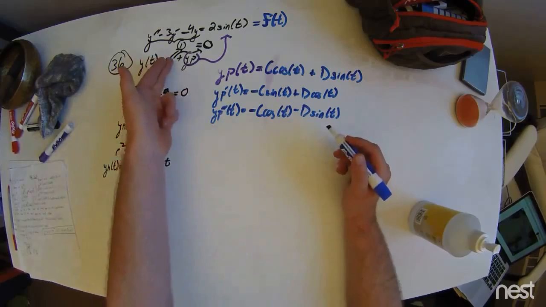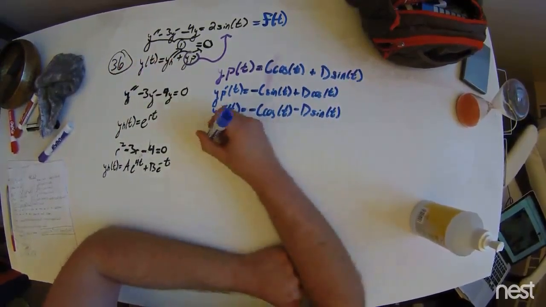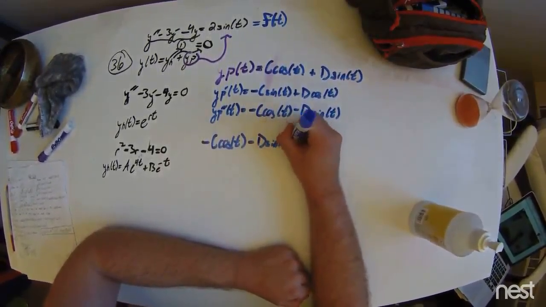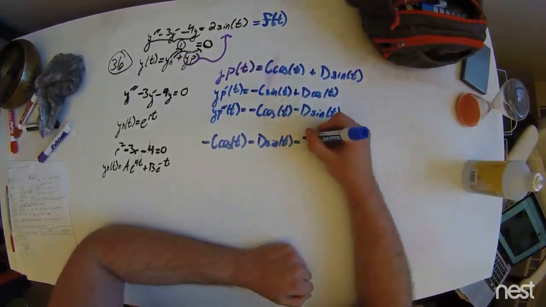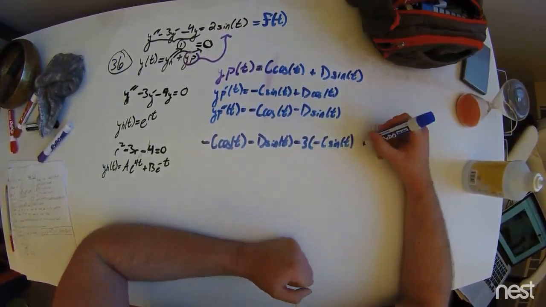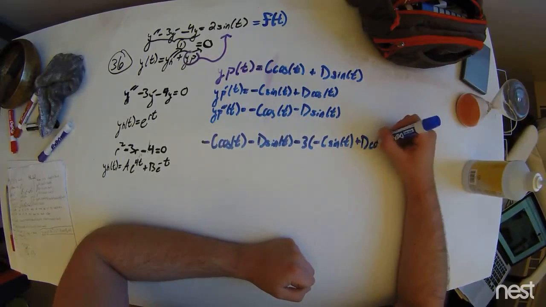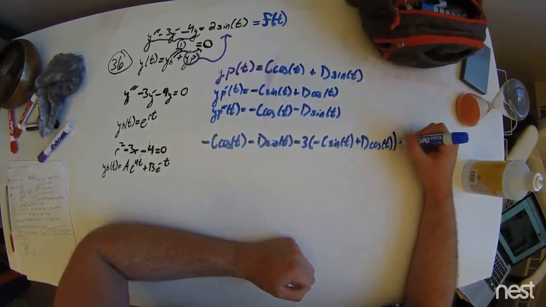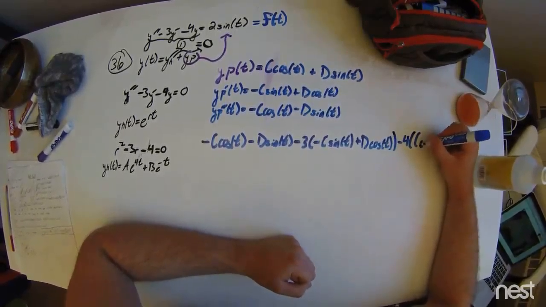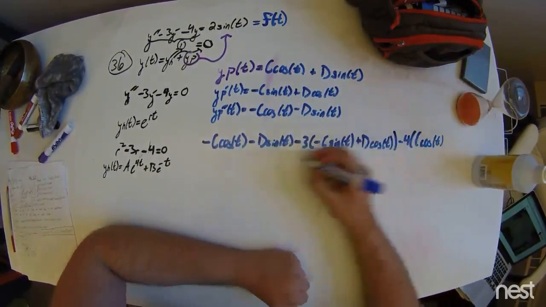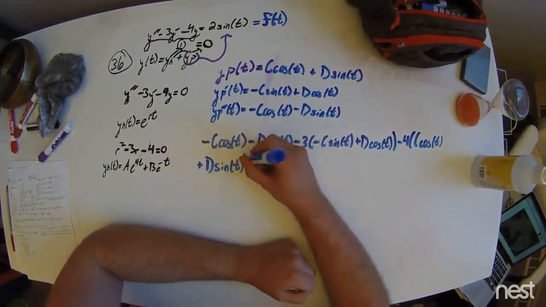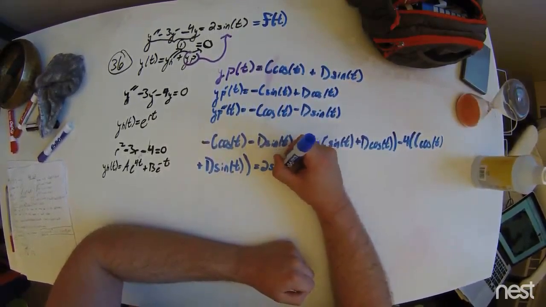we get minus c times the cosine of t minus d times the sine of t, minus 3 times the quantity negative c times the sine of t plus d times the cosine of t, minus 4 times the quantity c times the cosine of t plus d times sine of t, which equals 2 times the sine of t.